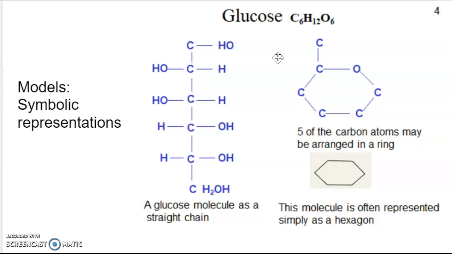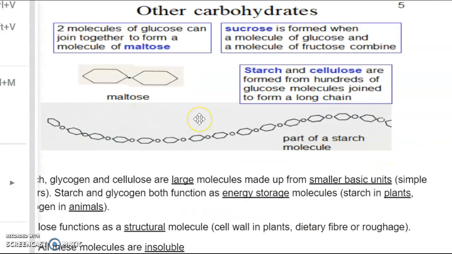We can represent it in this stick chain, but more often than not it comes round and forms a hexagonal shape. We've got 5 carbons going around and 1 carbon going off the side, and an oxygen in the top corner, and it's simply referred to as a hexagon. This is our simple sugar. Sometimes you've got 2 of these joined together, but if we join lots of them together, you get different types of carbohydrates. If you've got 2 together, you can form maltose. If you've got glucose and fructose together, you form sucrose.